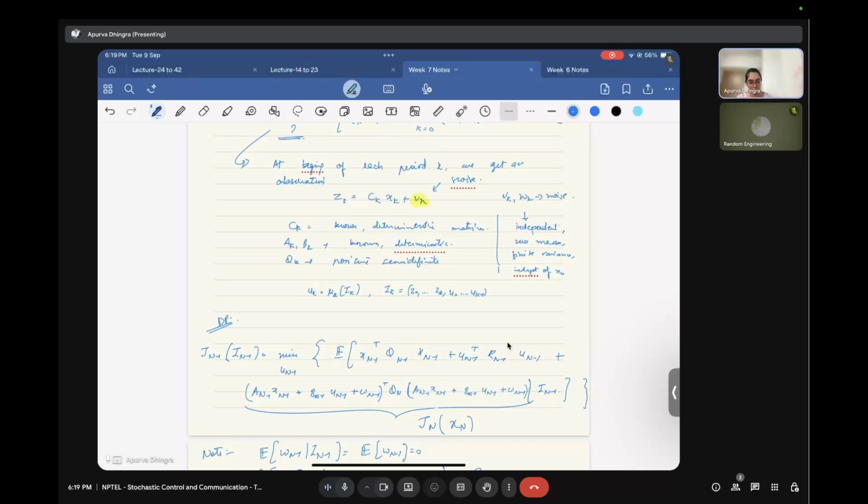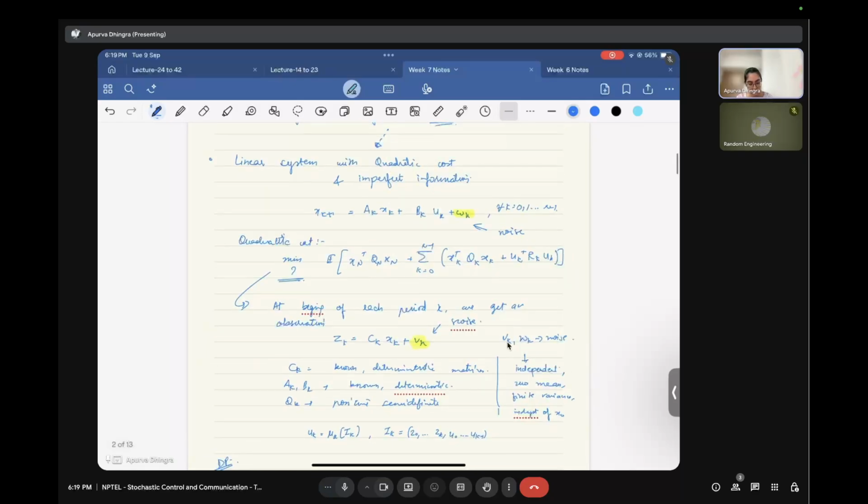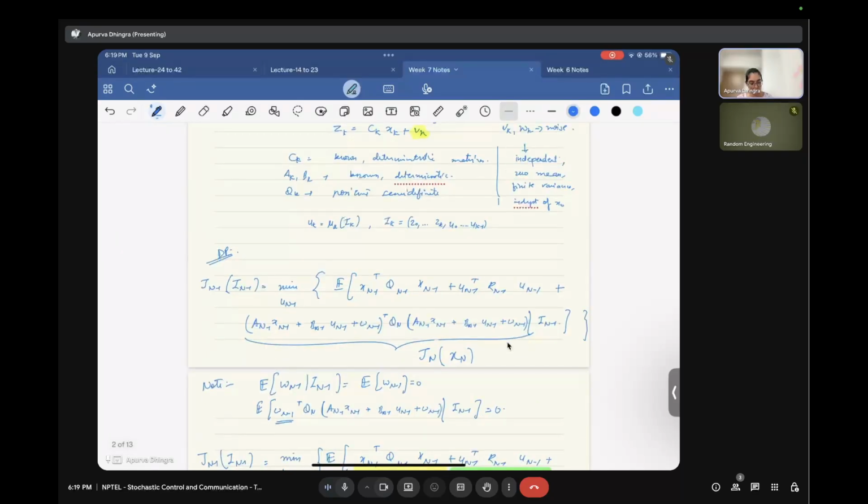Let's say we have not assumed it to be 0 to start with, so this is what we are putting out here. And remember, since we are talking about a situation with imperfect information, we need to be very clear that we have some conditional coming up. So the conditional is on I n minus 1, the information up till n minus 1.